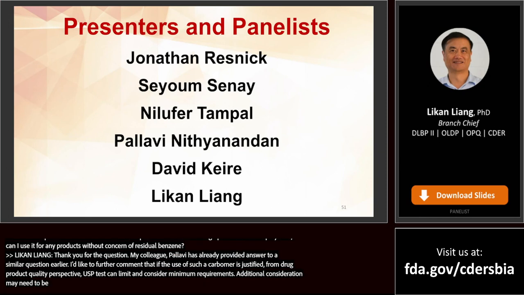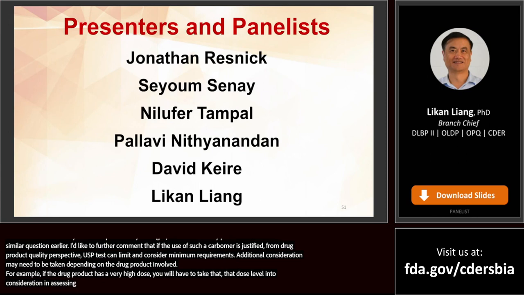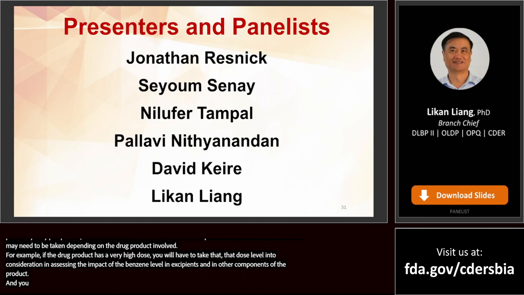For example, if the drug product has a very high dose, you will have to take the dose level into consideration in assessing the impact of the benzene level in excipients and in other components of the product. And you may need to implement proper controls that may be stricter than what the USP monographs describe and provide justification for your control strategy.